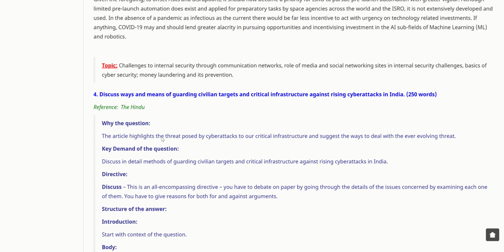Let's move on to the next topic: challenges to internal security through communication networks, role of media and social networking sites in internal security challenges, basics of cybersecurity, money laundering, and its prevention. This is mostly about the security-related issues in the country. Discuss ways and means of guarding civilian targets and critical infrastructure against rising cyber attacks in India.